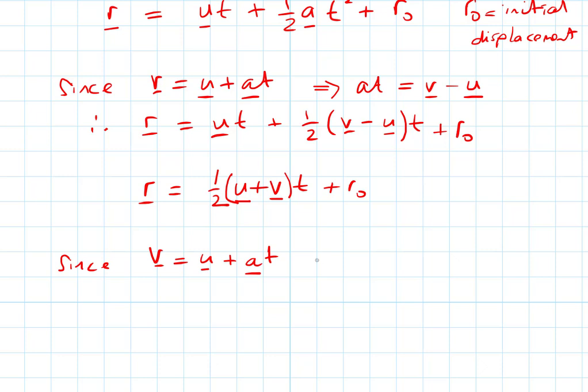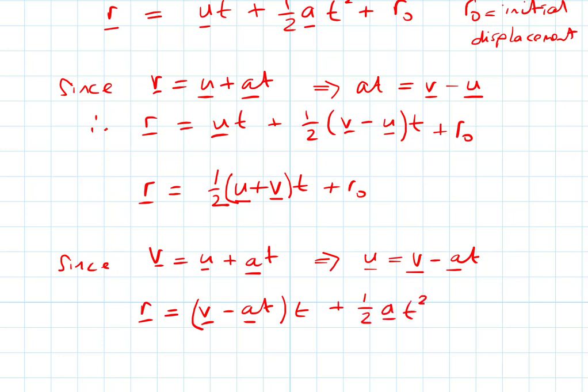Similarly, we can do it a third way. This time, rearranging to establish what u is going to be: u equals v minus at. Similarly substituting that into the original equation and with a bit of algebraic manipulation, you notice now we get r equal to vt minus a half at squared, as we would have had previously.